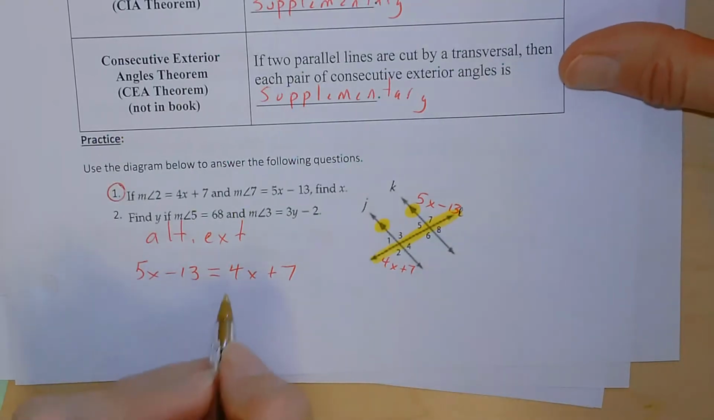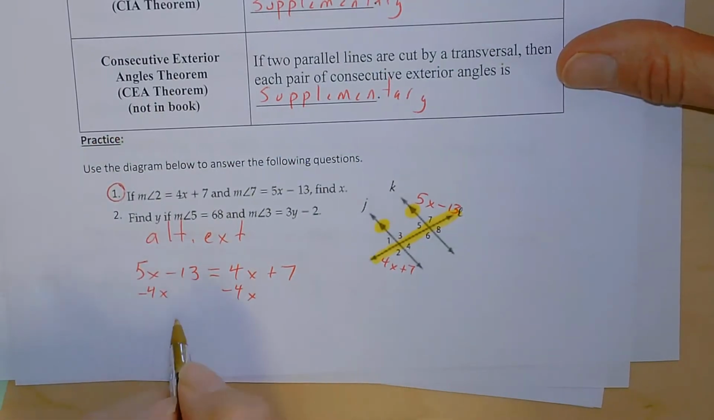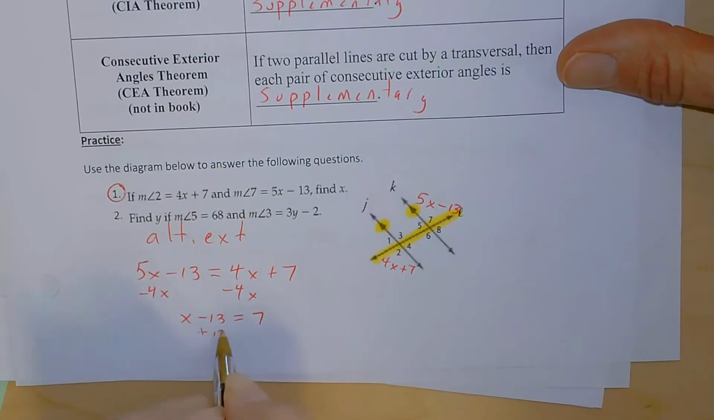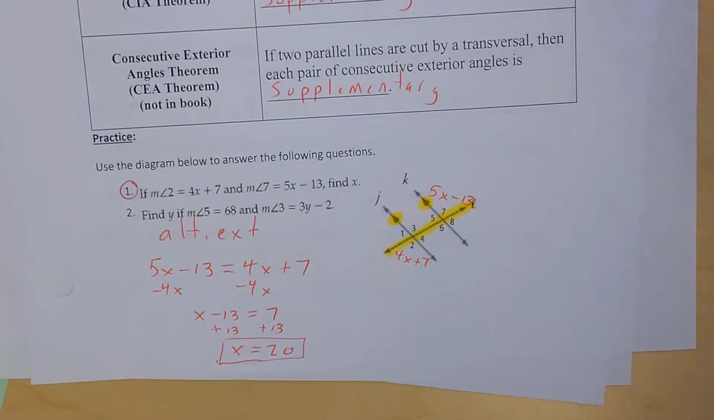Now we're going to solve. So we're going to subtract 4x, and we're going to get x minus 13 equals 7. We're going to add 13. X equals 20. So now we know that x is 20.